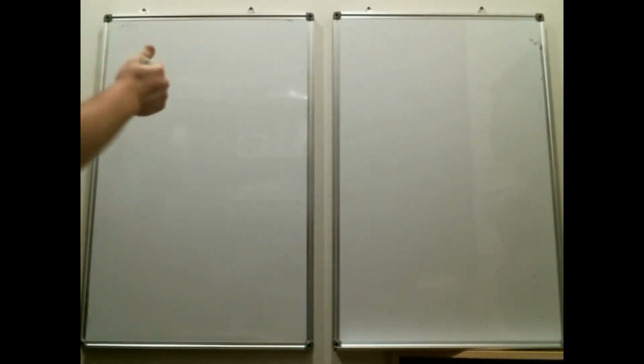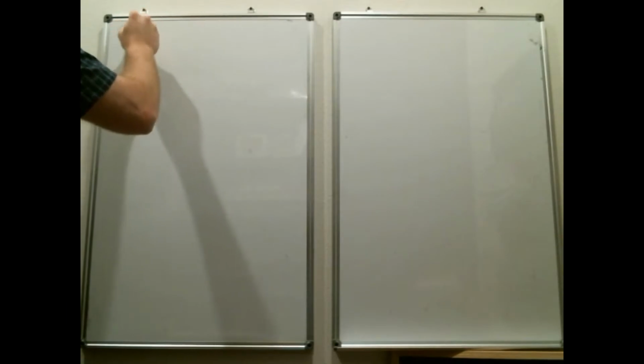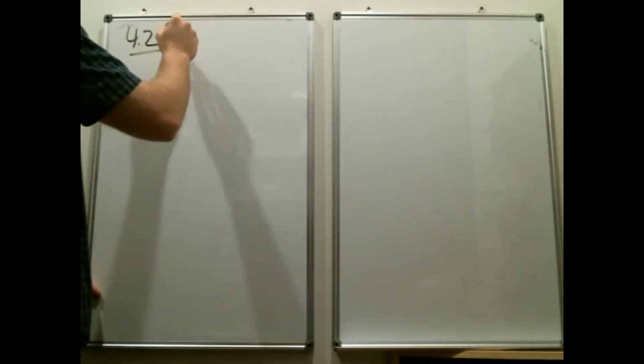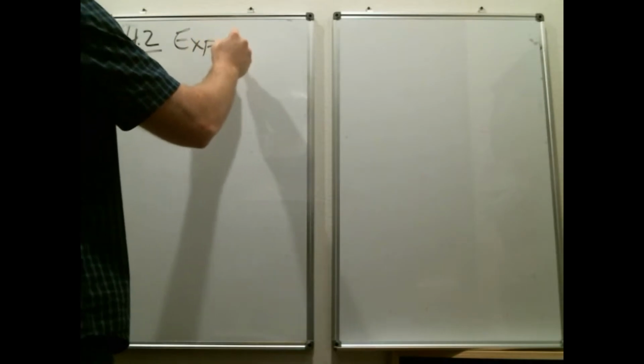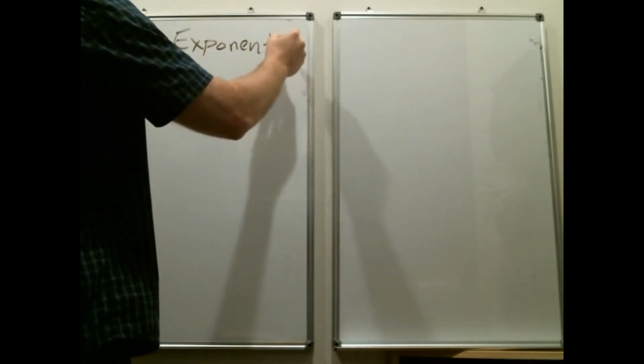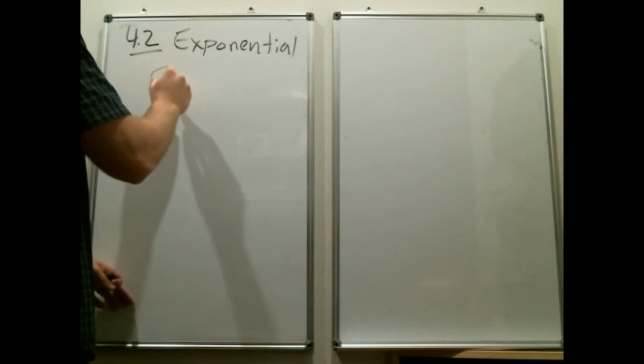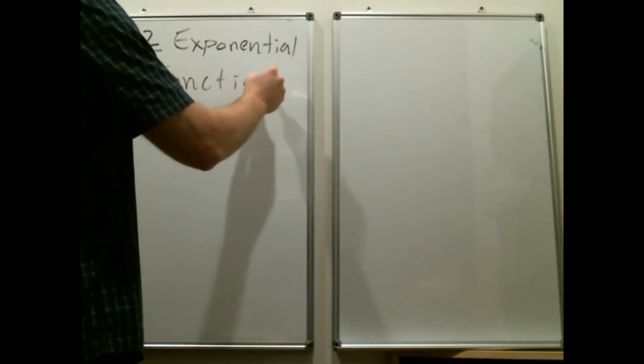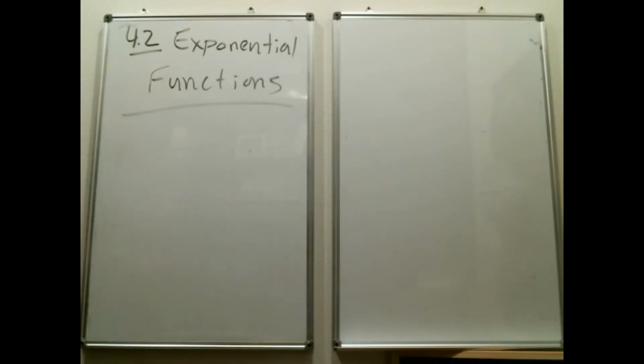So what we're going to look at now is section 4.2, and this is exponential functions. The first thing we're going to do is define what an exponential function is. I'm going to get straight to the point of the definition. I'm not going to write a whole bunch of words. If you want to see the exact definition, refer to the book or the ebook.